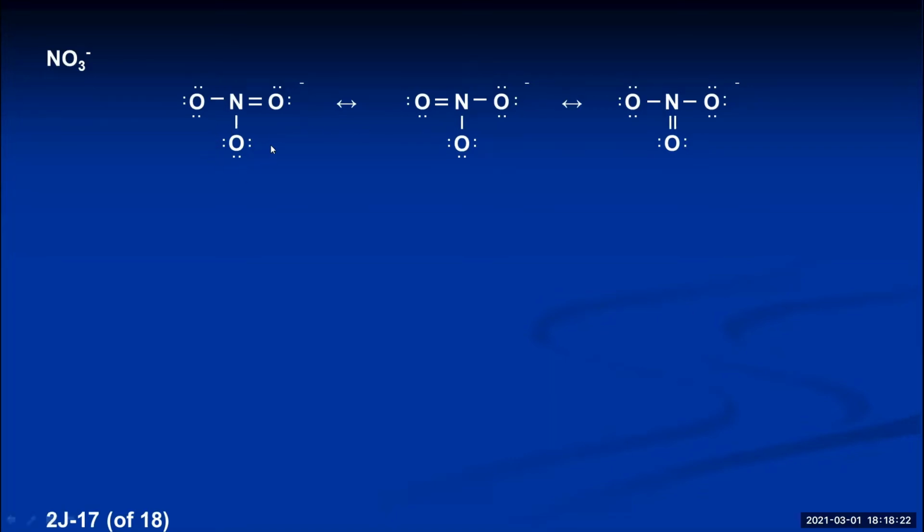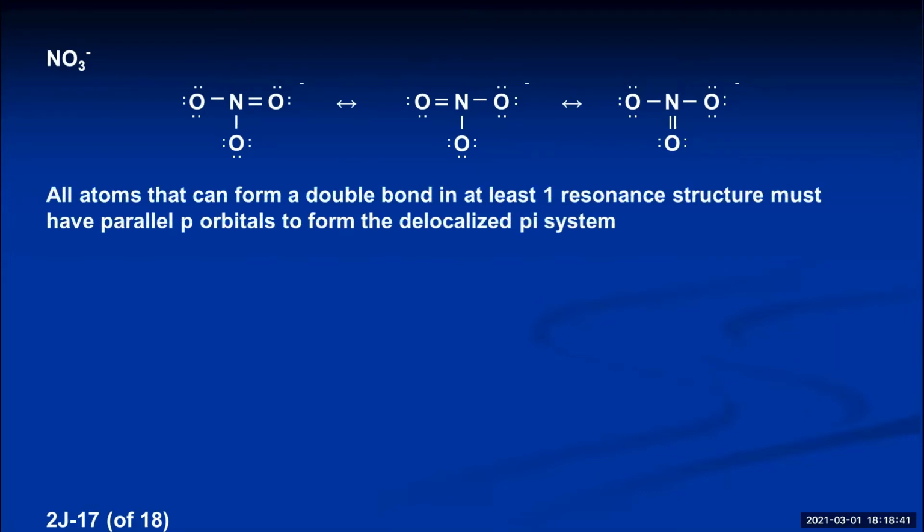This one looks sp3, but it can't be if in one of the resonance structures it's going to make a double bond. So if any atom is ever going to be making a double bond in one of the resonance structures, you need a p orbital in its outer shell. So even though it may look sp3 on paper, remember, these really aren't the correct structures. It has to be sp2.